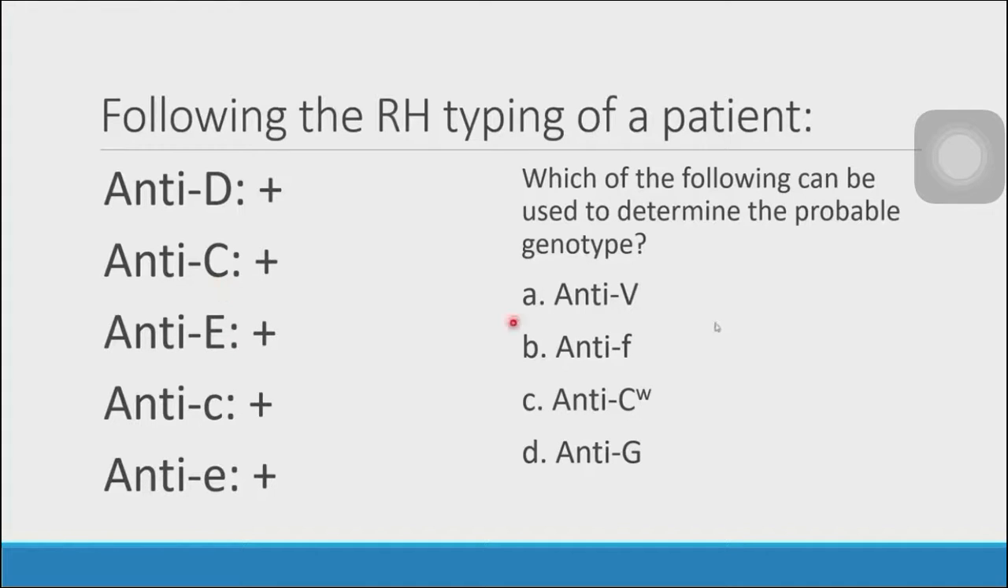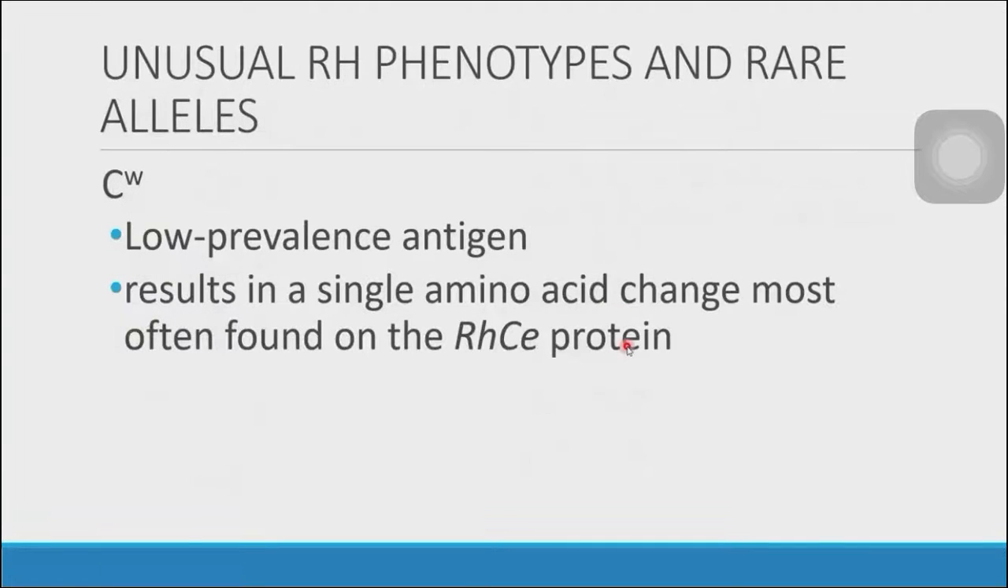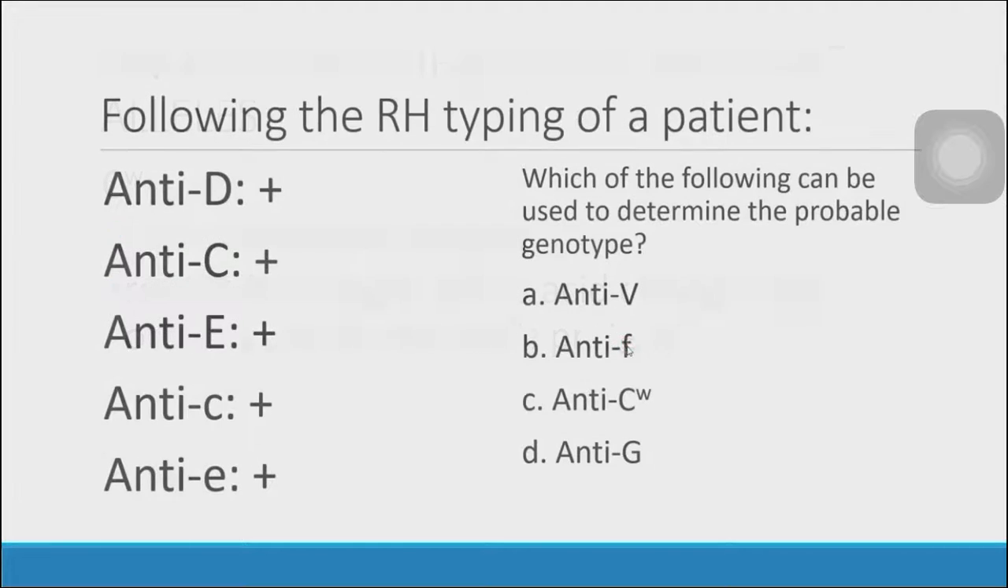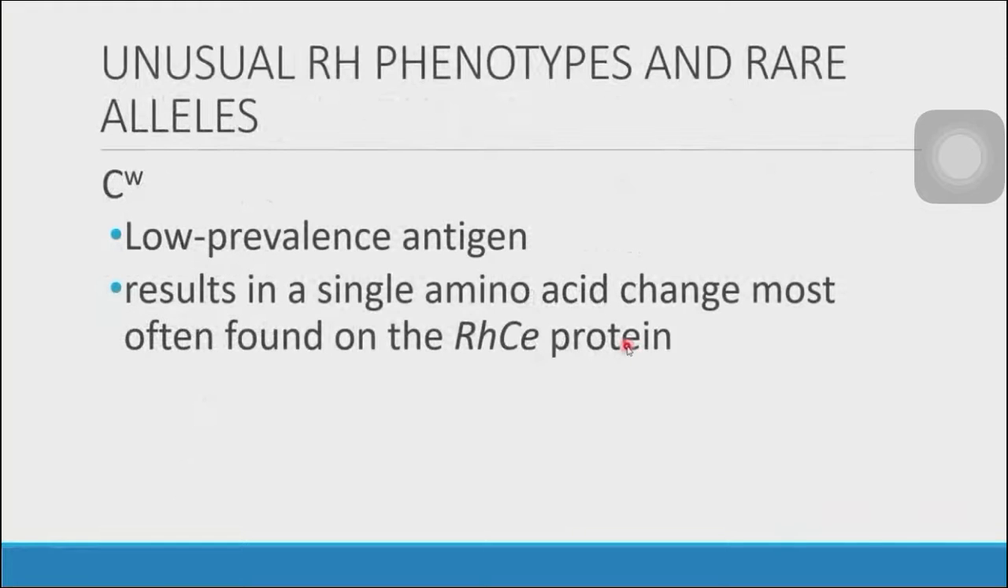So let's talk first about yung mga antigens being targeted by these antibodies. These antibodies being presented here are all yung mga antigens or alleles na minor, with RH blood group, mga unusual. So let's talk first with CW antigen. CW antigen is a low prevalence antigen. It results from a single amino acid change, most often found on the Rh big C small e protein. So take note, it's a low prevalence antigen.